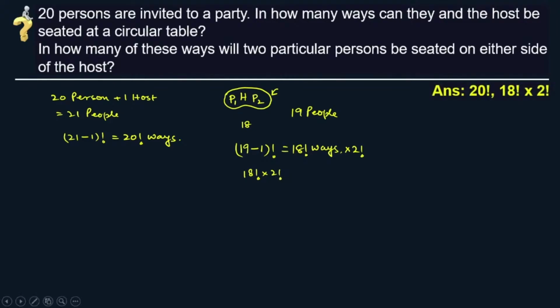Is it clear or not? The two particular persons will always be on either side of the host. So I have taken those two particular persons and the host as my one unit. So we are left with 18 people and this one particular set. So total there are 19 objects, or people. So they can arrange on the circular table in 19 minus 1, that is factorial 18 different ways.